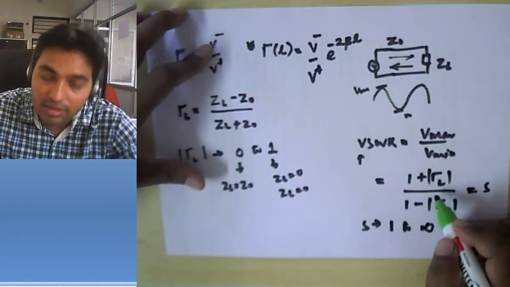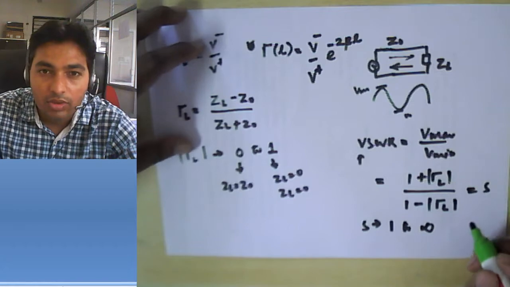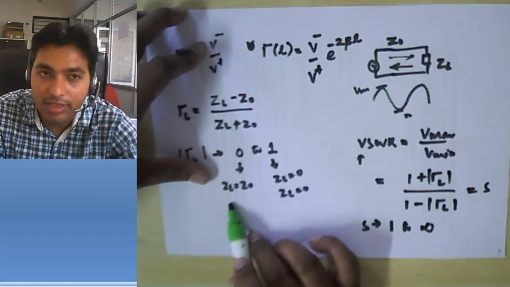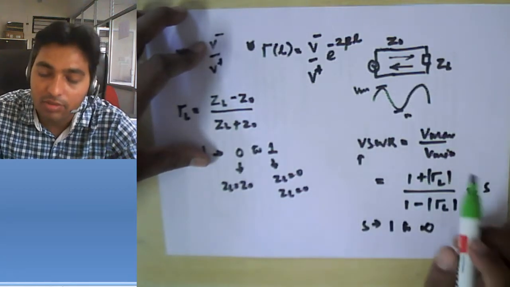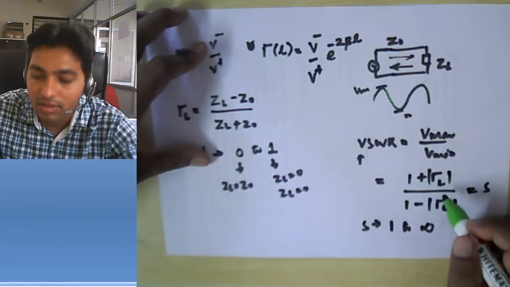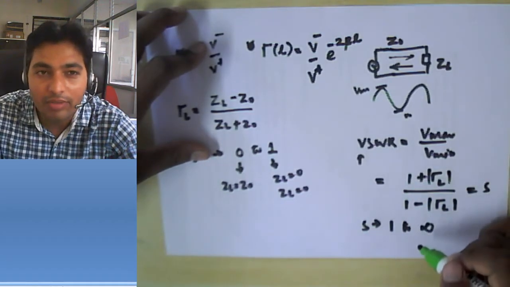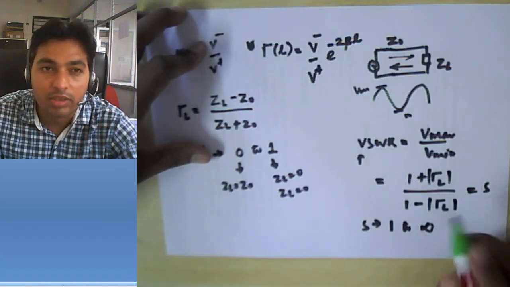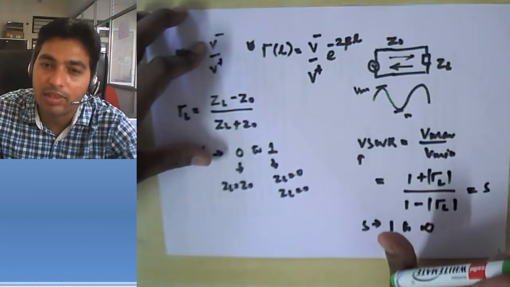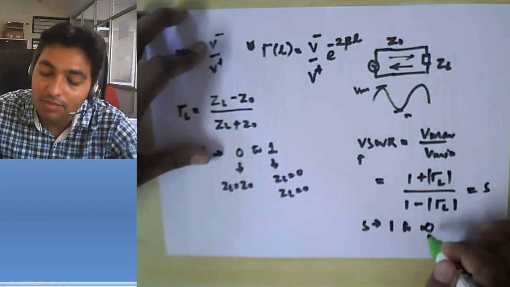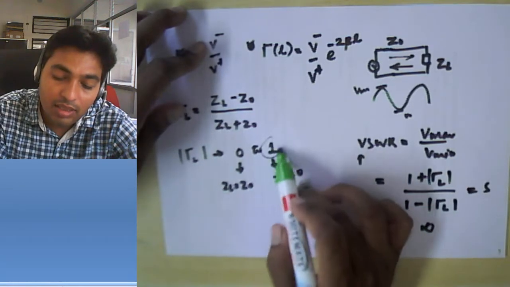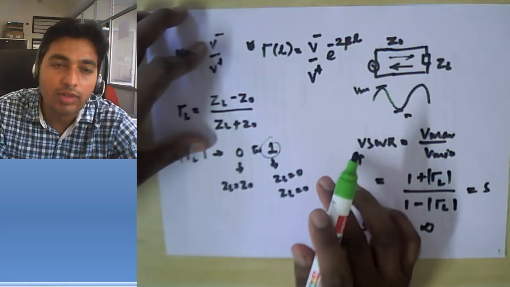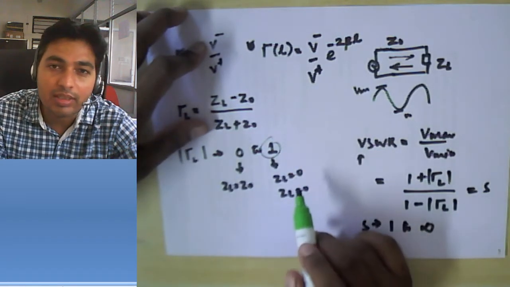Since this is in terms of the reflection coefficient, what we have seen is that the reflection coefficient is 0 for ZL equal to Z0. It means for a perfect match the reflection coefficient is 0. When we substitute this, it will be 1 by 1. So VSWR is equal to 1, which corresponds to a perfect match. So VSWR 1 means perfect match, while VSWR infinity results whenever the reflection coefficient is equal to 1, and the reflection coefficient is equal to 1 when there is either an open circuit or a short circuit.